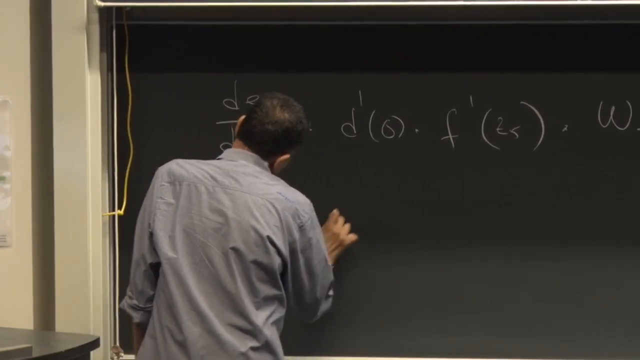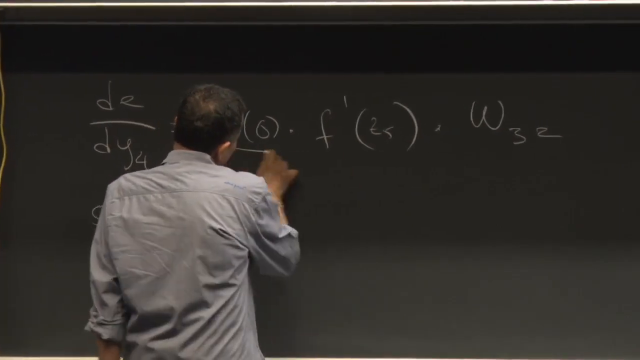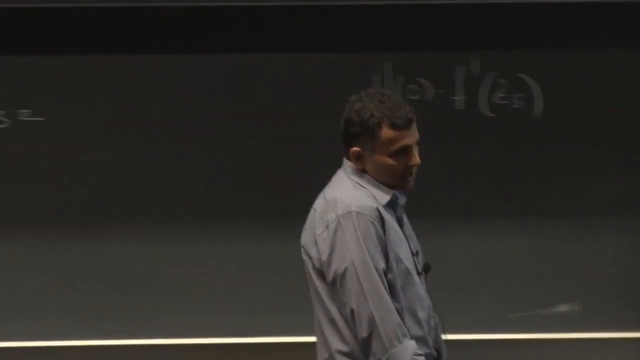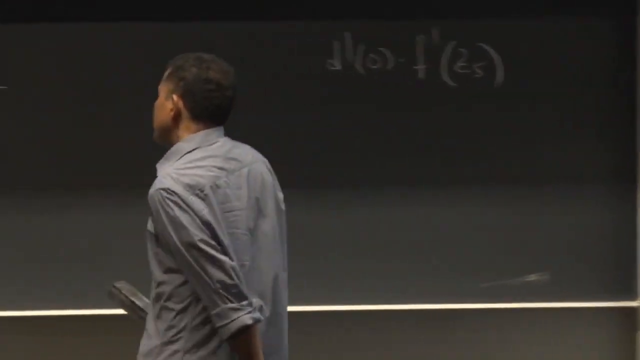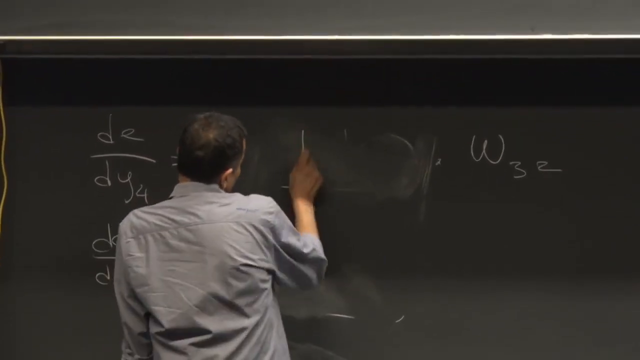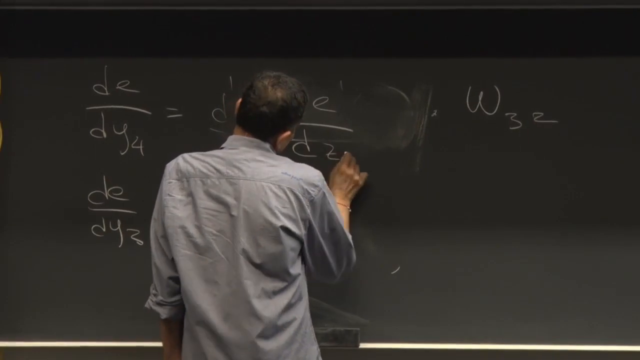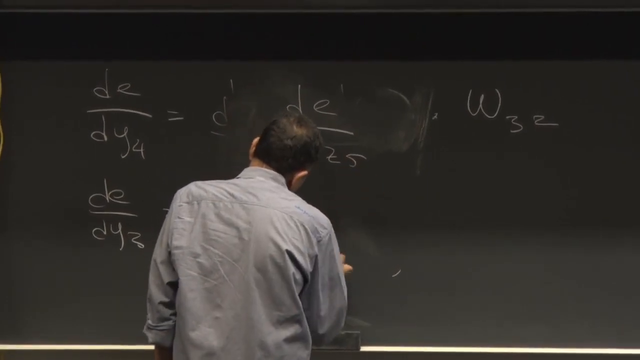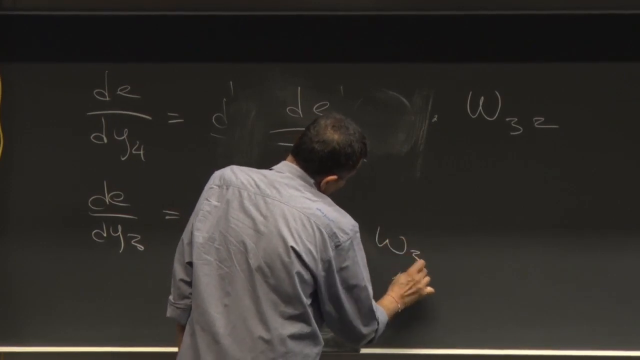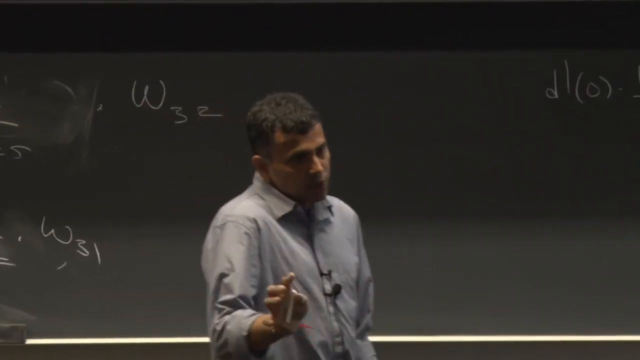And I can also compute similarly the derivative of E with respect to y3, which is going to be d prime O. So observe that I don't need to recompute this term every time, right? Although I'm writing it out like so, I could have just written this as the derivative of E with respect to z5, right, times W31. Make sense?